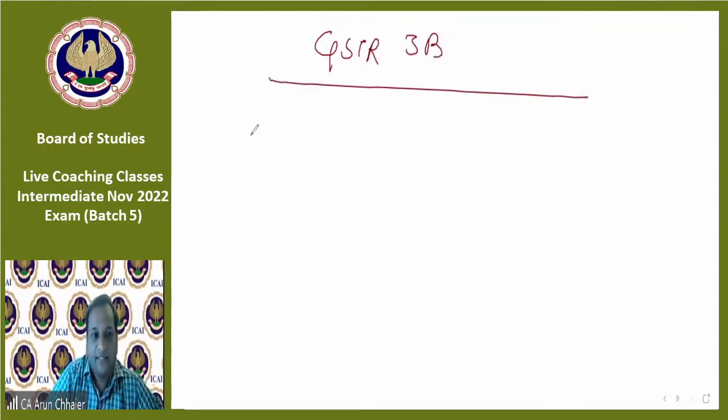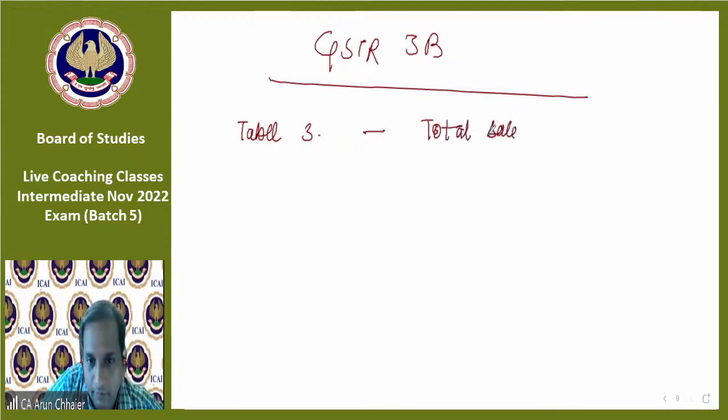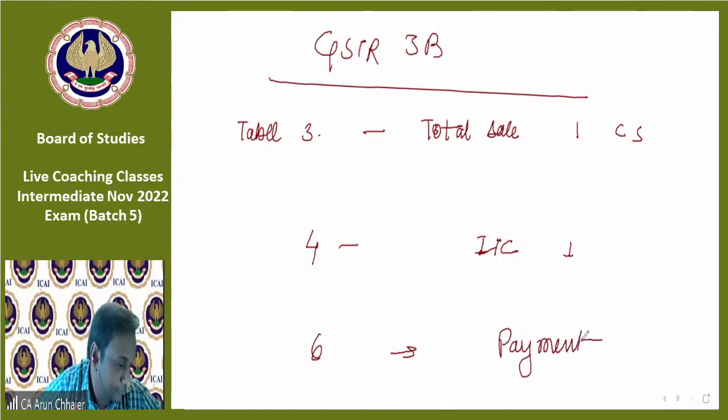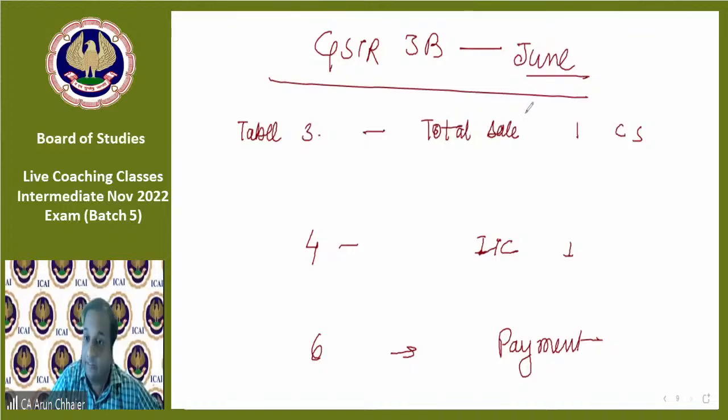It has multiple tables. Table 3 is talking about the total sale and total tax liability, the total IGST, CGST, SGST. Table 4 is talking about how much is ITC. Then table 6 is asking for the net payment of the taxes. I'm explaining by your question to everyone. What is declaring the liability? There will be the GSTR 3B of June, of July, of August. For every month, there would be the 3B.